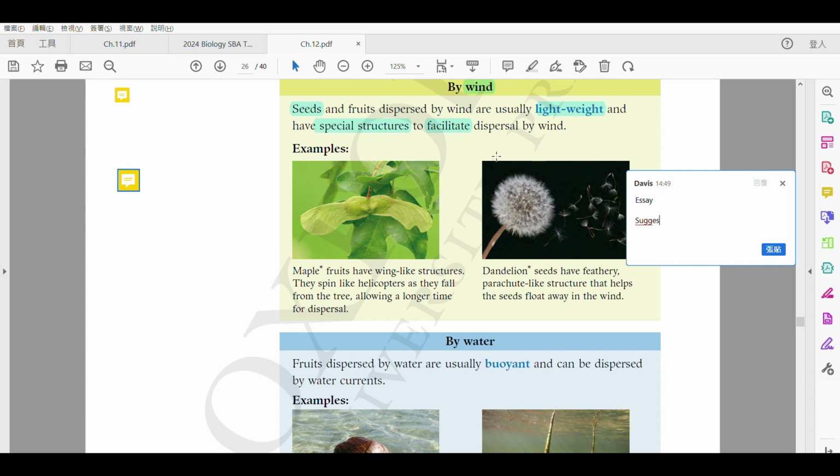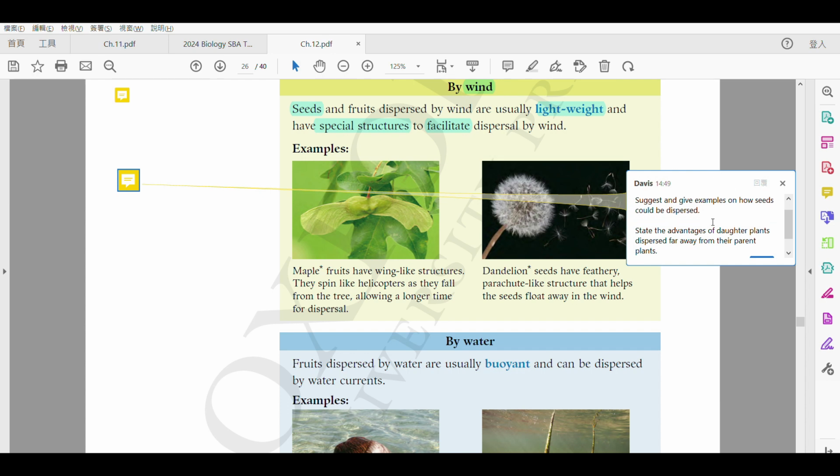Suggest and give examples on how seeds could be dispersed. State the advantages of daughter plants dispersed far away from their parent plants. Okay? 嗱，簡單嚟講啦，so I'll talk about this again later. Okay? But you can start preparing for this.